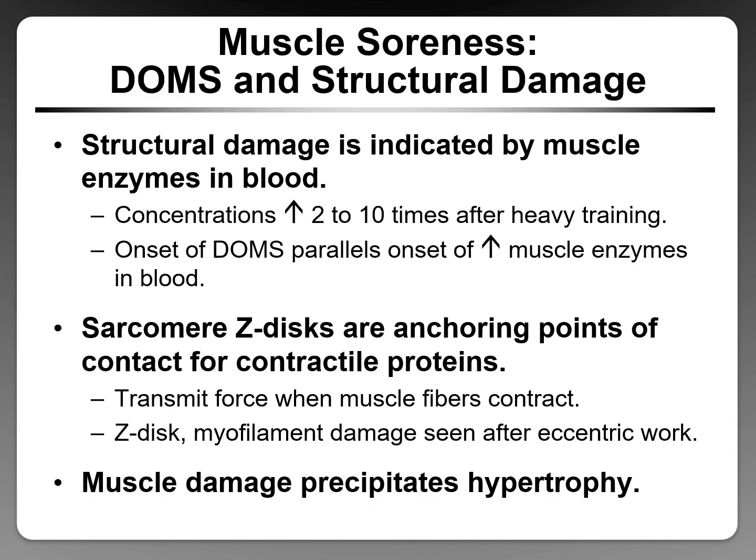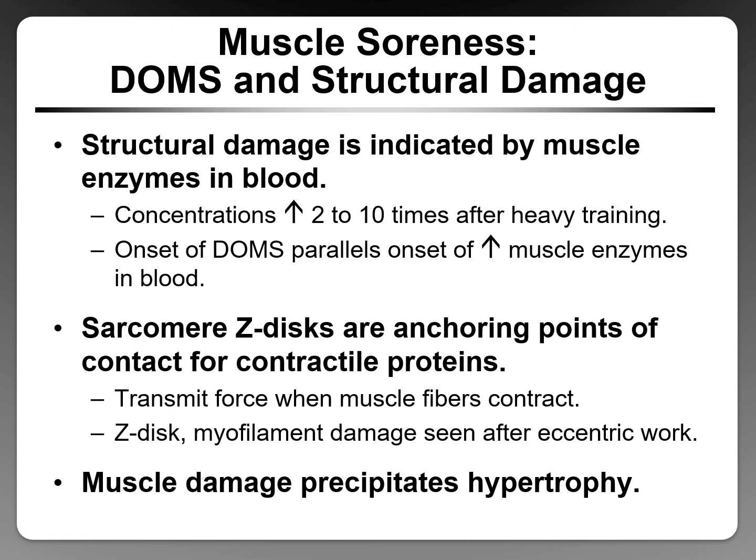So this means that structural damage has occurred, and this is because we can tell that there are muscle enzymes in the blood, things like myoglobin. These concentrations can be anywhere from 2 to 10 times higher than what we would expect normally after a very heavy training. And the onset of DOMS tends to parallel the onset of this increase in muscle enzymes in the blood.